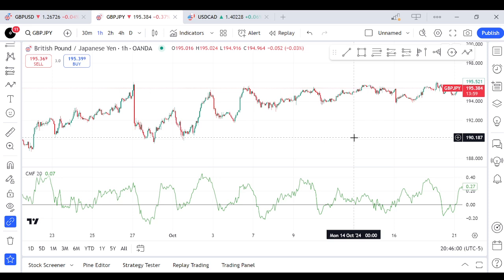So today we're going to explore the Chaikin Money Flow Indicator, which is one of the most powerful indicators for assessing buying and selling pressure in the market. So if you're looking to better understand market trends, confirm trend signals, or even spot potential reversals before they happen, then this is a tool you need to know.